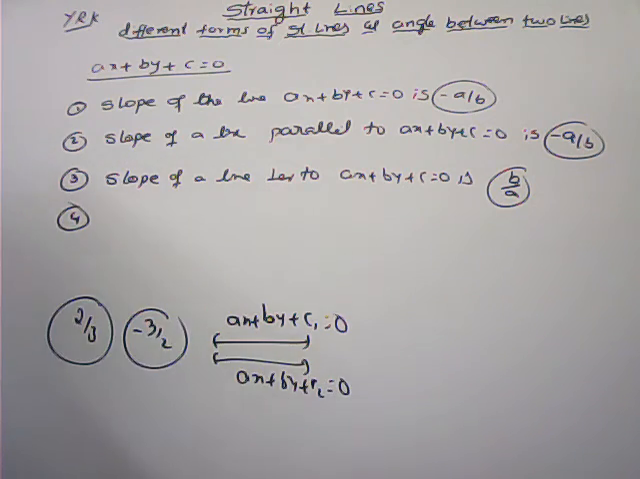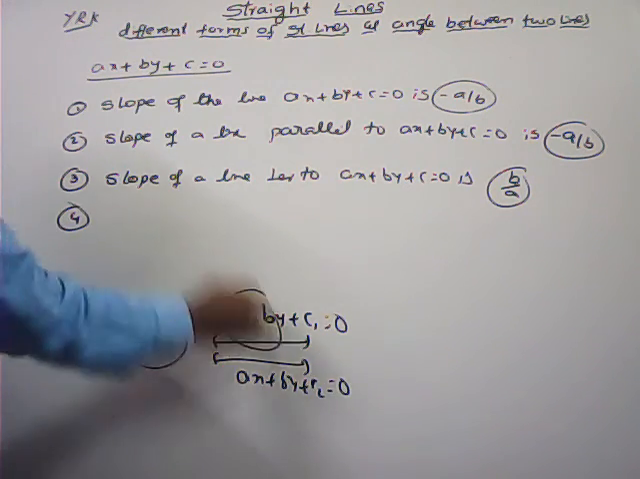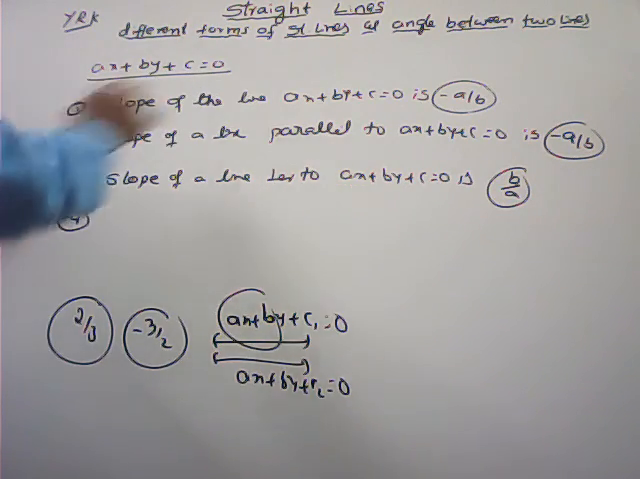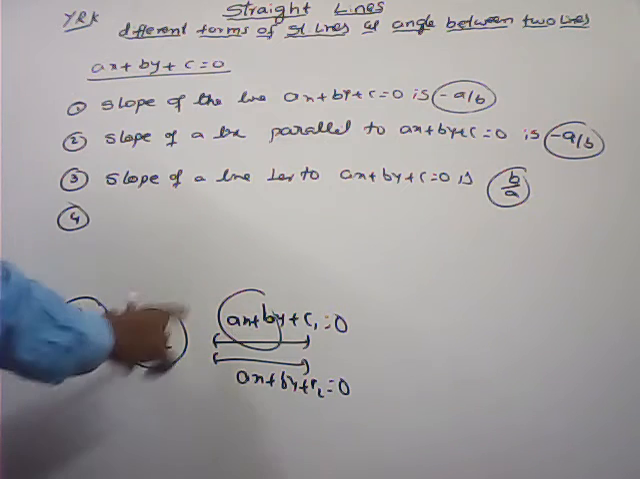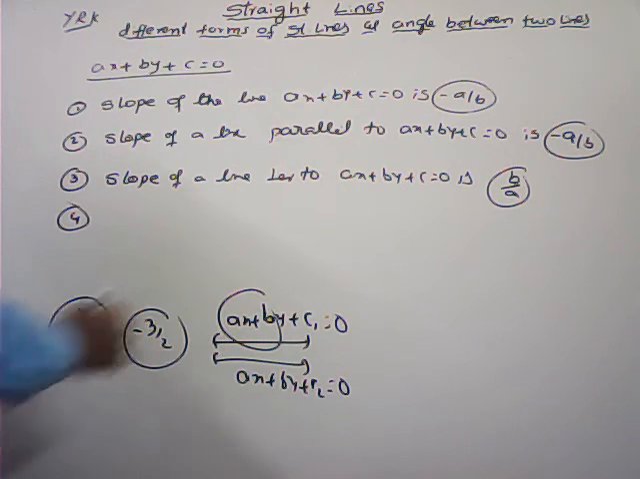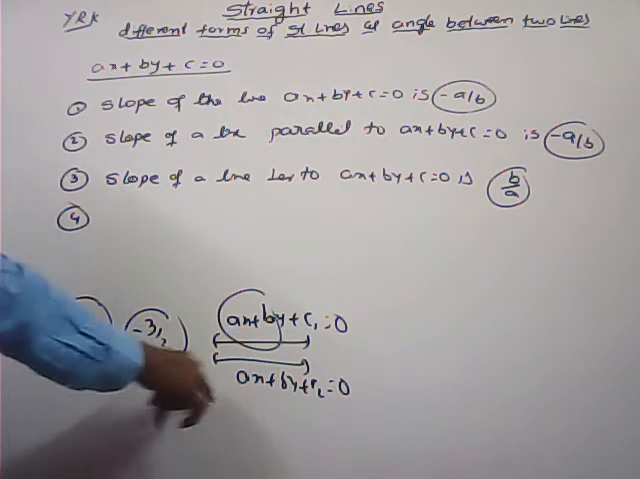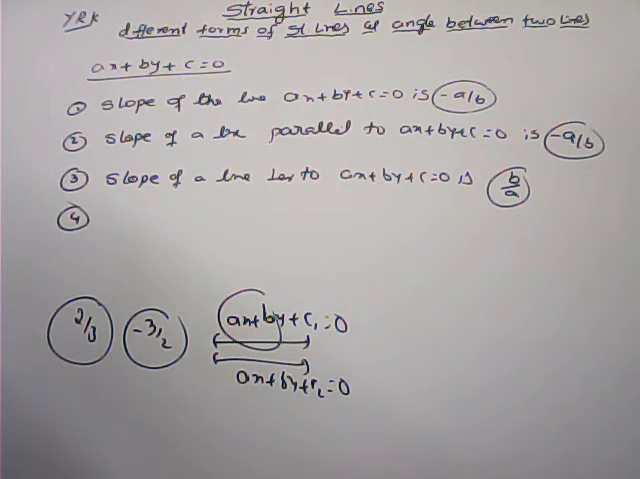Here these two are parallel. Why? Because what about the slope of this one? Minus x coefficient by y coefficient only. Here minus the coefficient of x by coefficient of y, minus a by b we are getting. Here also minus a by b, and both are parallel. So parallel lines, they differ by only constant term.